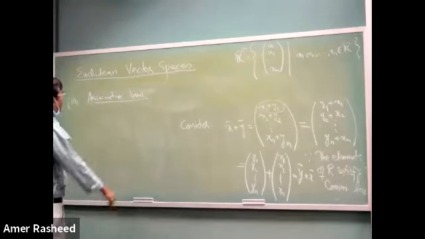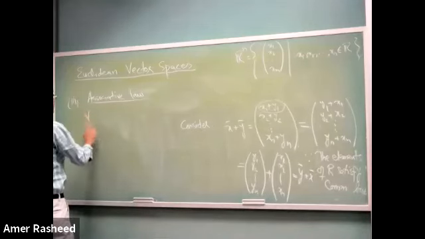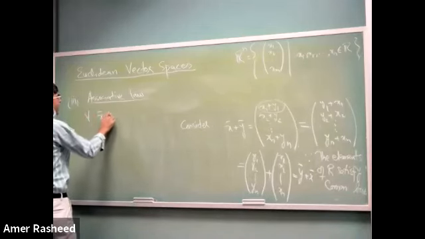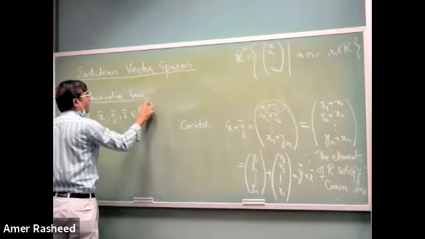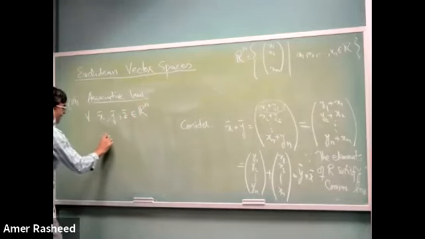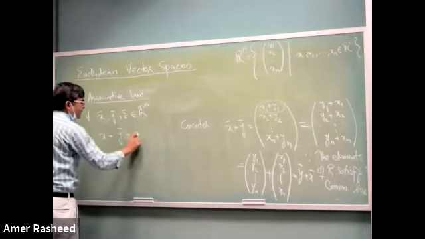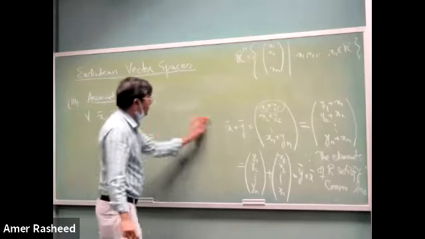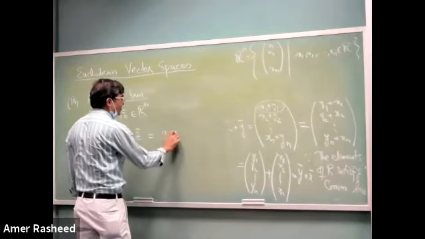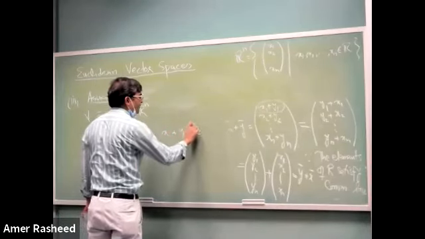Associative law is what in Rn? If we choose any three elements of Rn, then the associative law is (x plus y) plus z is equal to x plus (y plus z).